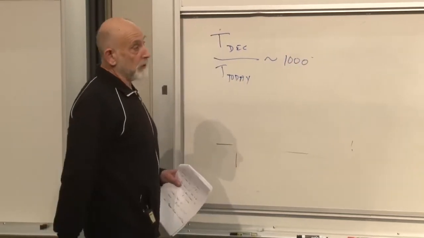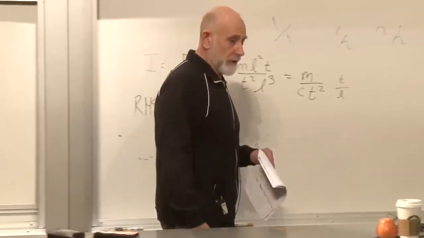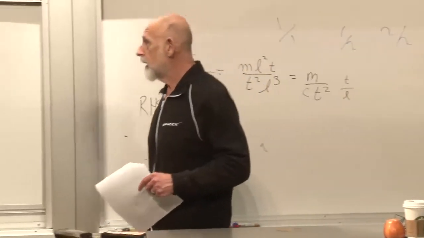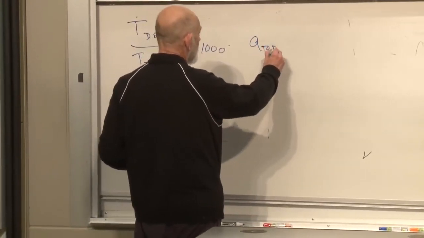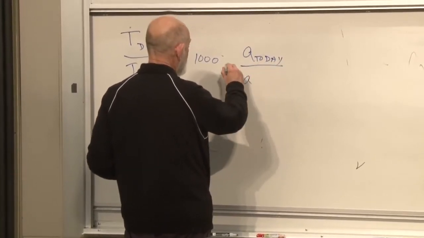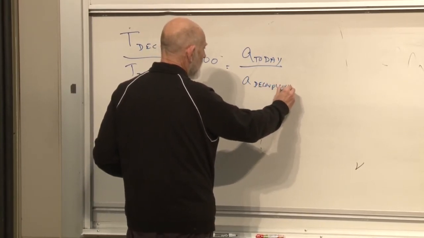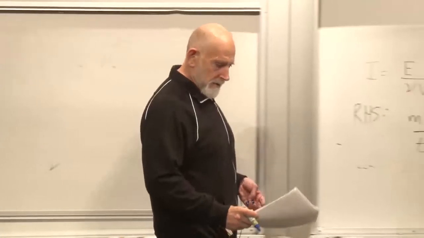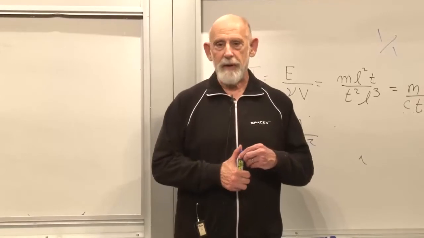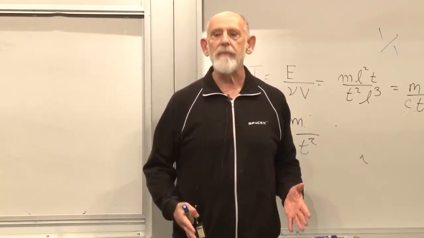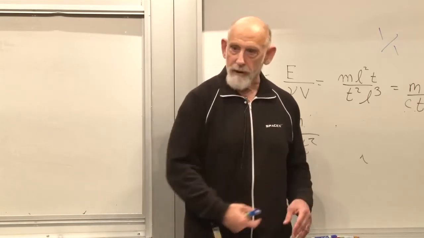But that's also the ratio of the scale factor. Remember, the temperature scales inversely with the scale factor. So this is also equal to the scale factor today divided by the scale factor at decoupling. That's kind of an amazing piece of information to know: the universe expanded by a factor of 1,000 from the time that it was opaque. Opaque means that it was ionized and therefore light could not readily travel through it.